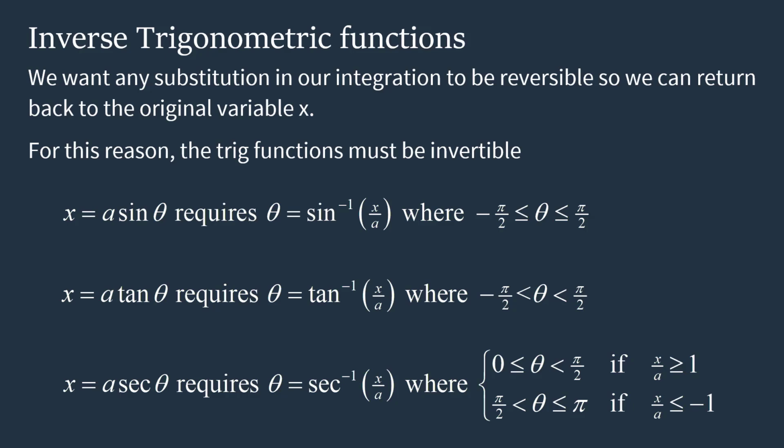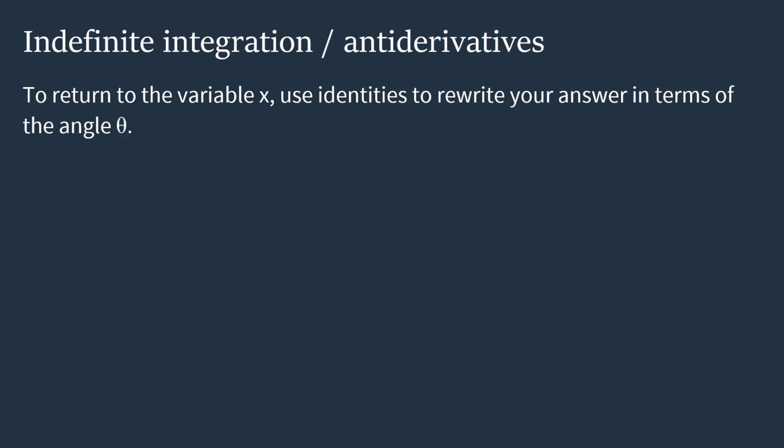For this reason, whenever we use a secant substitution, we have to be really careful with the type of values we're using. Almost always, in fact, you'll notice that your book will automatically limit the problem so that you only have to worry about the first quadrant case, that is where x over a is greater than or equal to 1. So the angle range is only in the first quadrant, from 0 to pi over 2, including 0, not including pi over 2.